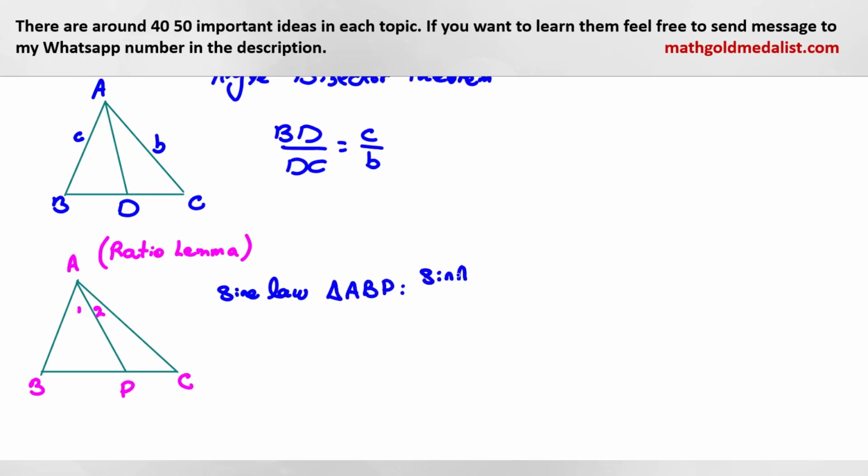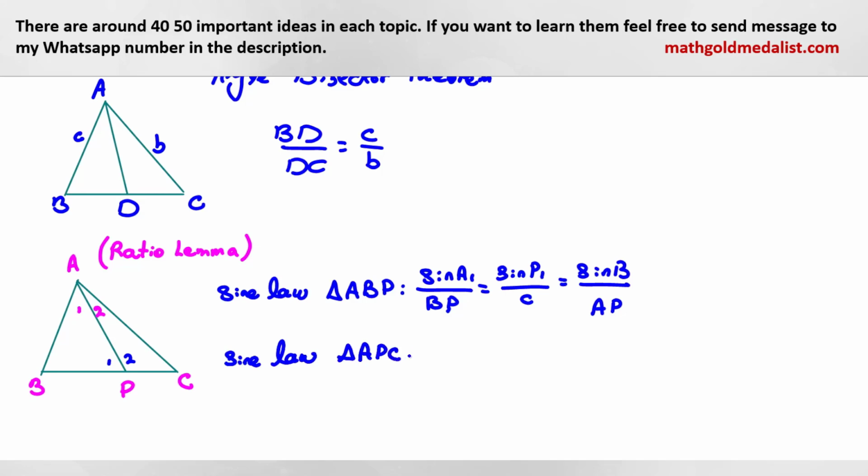So it will be sine A1 over what? BP. Yes. Equals. Let's write P1, P2. Sine P1 over what? AB. Yes, AB or C is equal to sine B over what? B over AP. Exactly. Now if we use the sine law in triangle APC, sine A2 over what? PC. is equal to sine P2 over what? Yes, AC over B. Or B, sine C over what?